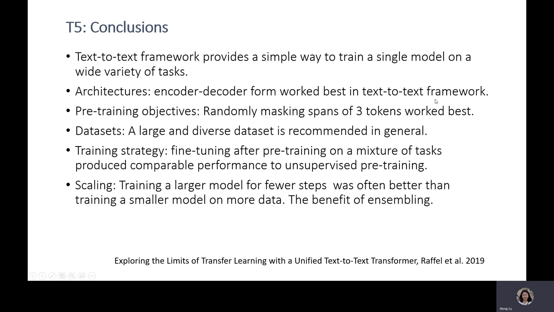So we're going to skip the 20 pages of experiments and jump to the key takeaways from their experiments. The proposed text-to-text framework provides a simple way to train a single model on a wide variety of tasks. Architecture-wise, they found the encoder-decoder form worked best in the text-to-text framework. And for pre-training objectives, randomly masking spans of three tokens worked best. And for datasets, they recommended using large and diverse datasets in pre-training in general.